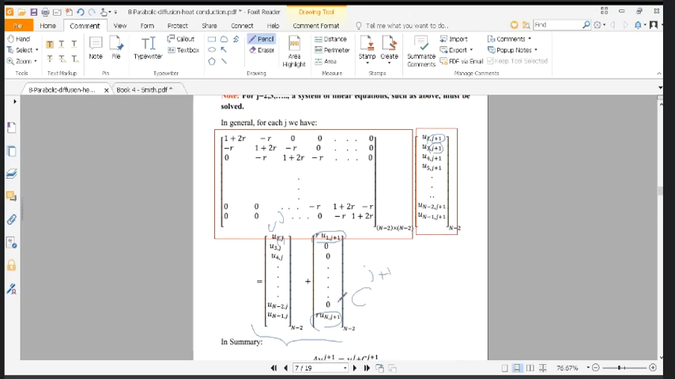It's sufficient, to solve the diffusion equation by the implicit method, we should use this matrix presentation.